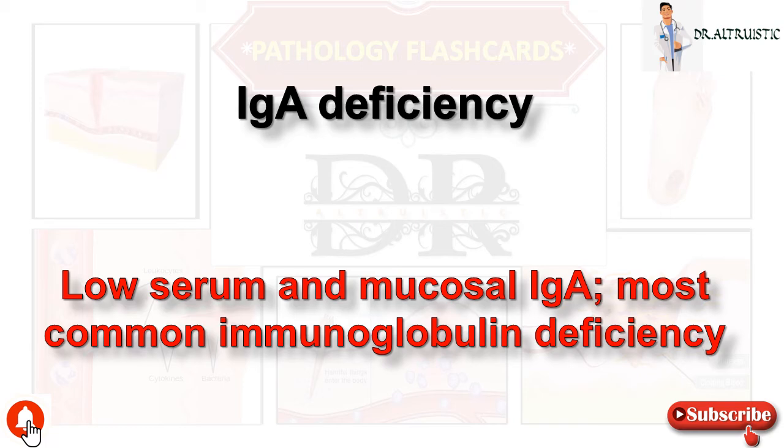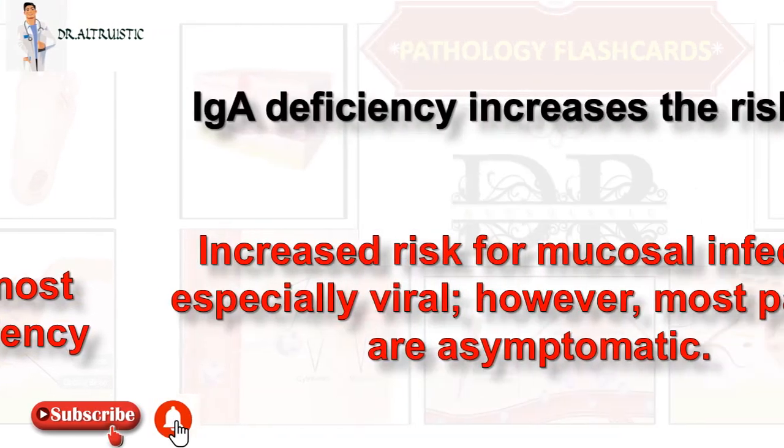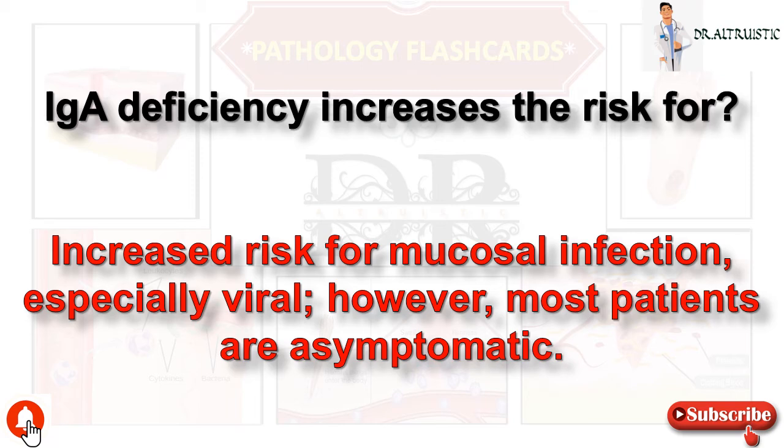IgA deficiency: low serum and mucosal IgA, the most common immunoglobulin deficiency. IgA deficiency increases the risk for mucosal infection, especially viral. However, most patients are asymptomatic.